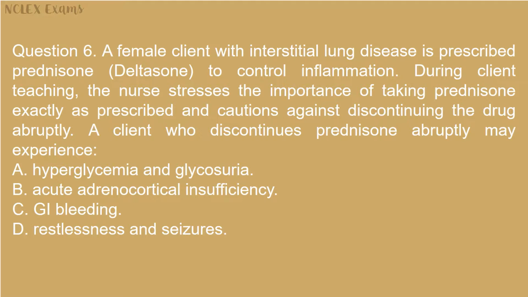Question 6. A female client with interstitial lung disease is prescribed prednisone (Deltasone) to control inflammation. During client teaching, the nurse stresses the importance of taking prednisone exactly as prescribed and cautions against discontinuing the drug abruptly. A client who discontinues prednisone abruptly may experience A. Hypoglycemia and glycosuria. B. Acute adrenocortical insufficiency. C. GI bleeding. D. Restlessness and seizures.